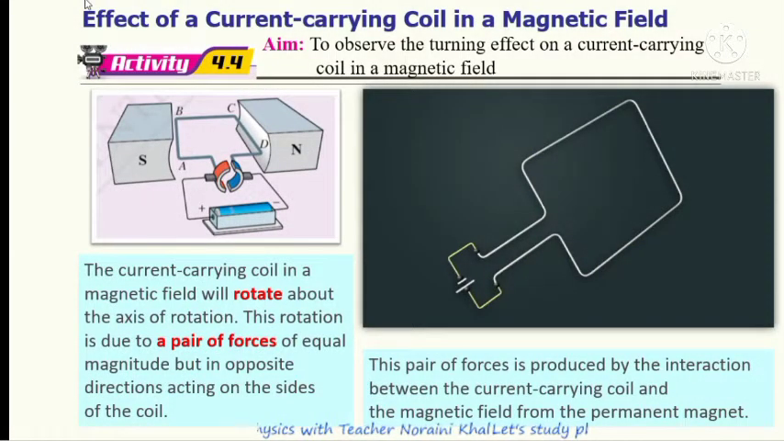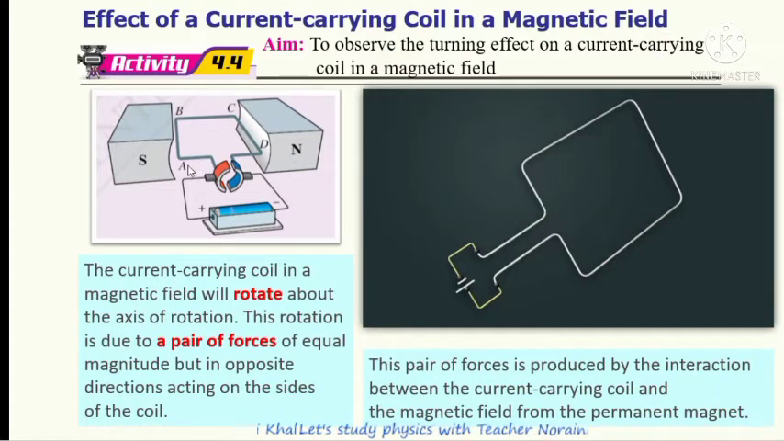For the first part, we want to discuss effect of current carrying coil in magnetic field. So this activity 4.4 is to observe the turning effect on current carrying coil in magnetic field. In my previous video, I discussed a straight current carrying conductor, which, when placed in the magnetic field, will produce force that moves the wire. So in this part, I will discuss coil of wire. What happens when we place a coil that carries current in the magnetic field of permanent magnet?